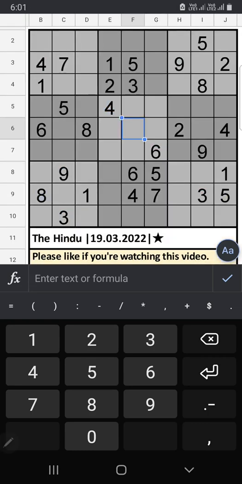Welcome to SkVm Sudoku. I'm going to solve the Hindi newspaper Sudoku Basel on March 19, 2022. One star Sudoku. 8th grade.